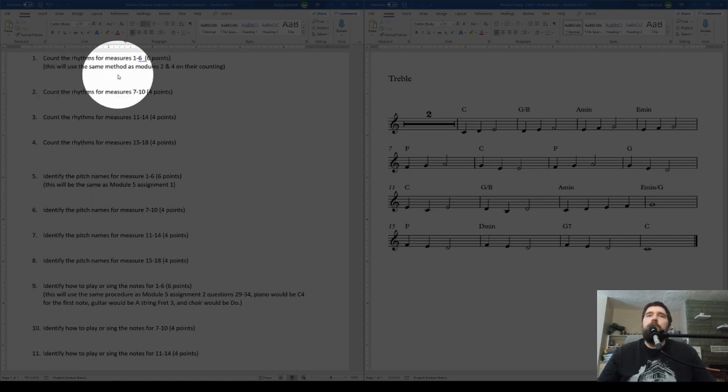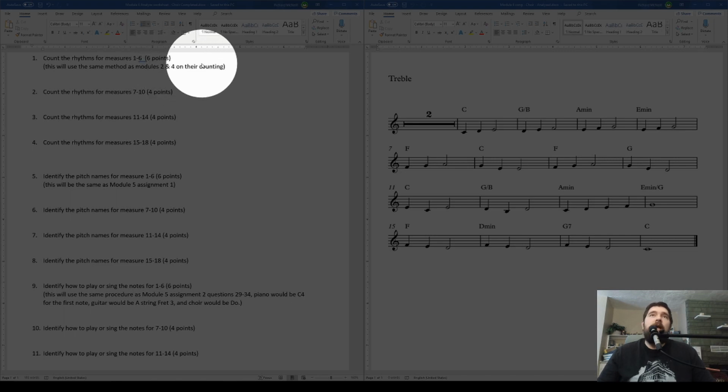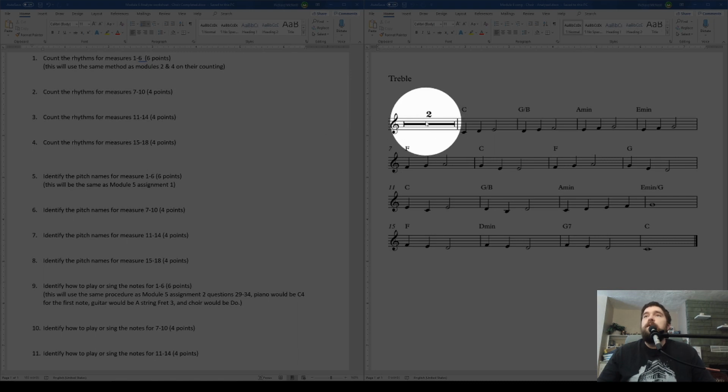For this counting, we use the same method that we used for counting on our modules 2 and 4, and I'm going to go through it again, showing you exactly how to count these measures. Now, for us today, there is something just a little bit different. We have this 2, and it goes around like that. What this means is that there are 2 measures of rest. That's all that means.